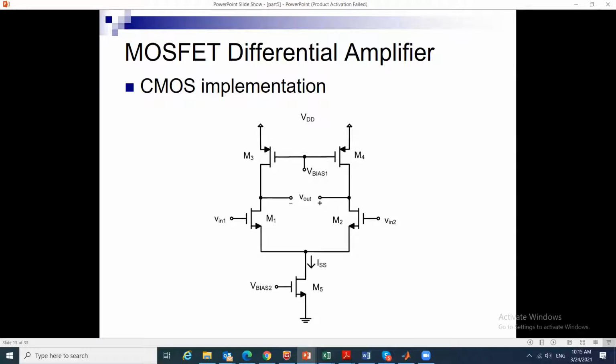Instead of having the resistor RD with the transistor M1, I replaced it by a transistor with a DC bias. I removed the RD and I plugged in another transistor with a DC bias here. Okay, sorry. Okay, I plugged in a transistor with a DC bias here, and let me draw it. So I put this transistor here.